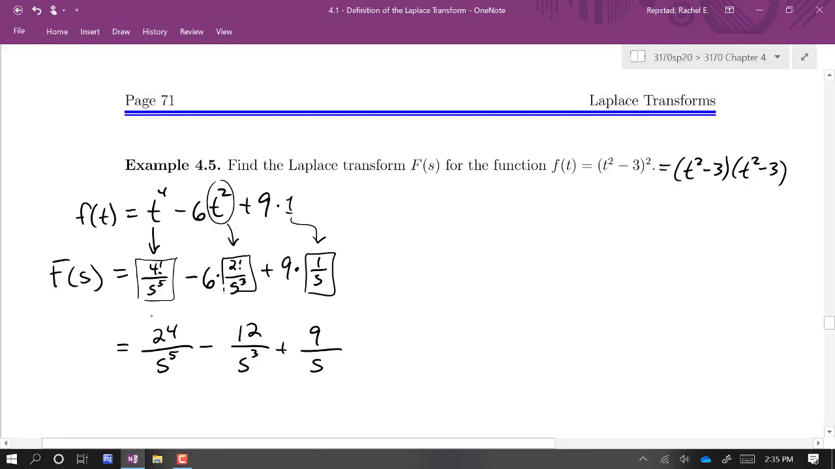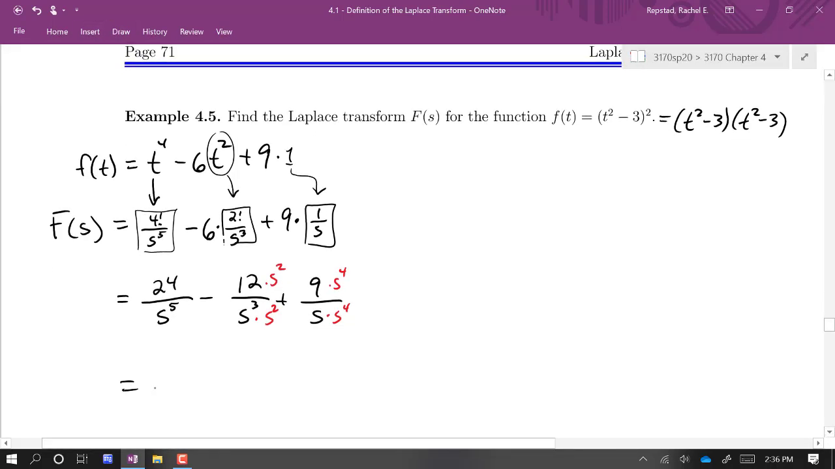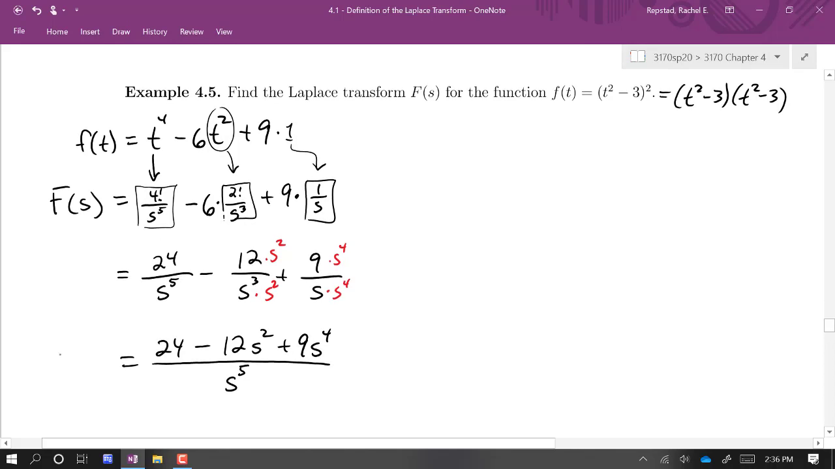I'm going to get a common denominator, which is s to the 5th, so this needs an s squared, this needs an s to the 4th. So our common denominator, s to the 5th, up top we have 24 minus 12s squared plus 9s to the 4th. There's the transform.